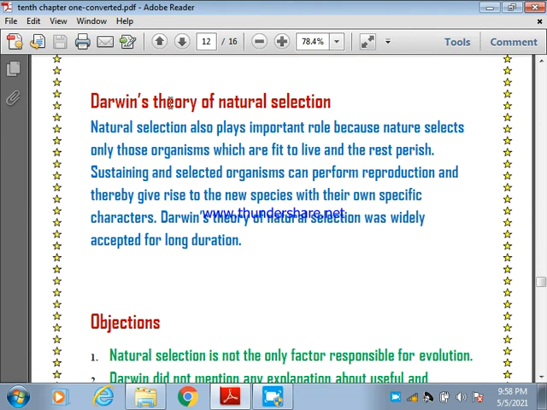Next point, Darwin's theory of natural selection. Natural selection plays an important role because it selects only those organisms which are fit to live, and the rest perish. The selected organisms sustain, reproduce, and thereby give rise to new species with their own specific characters. Darwin's theory of natural selection was widely accepted for a long duration.